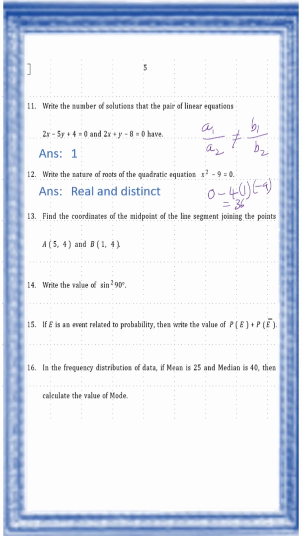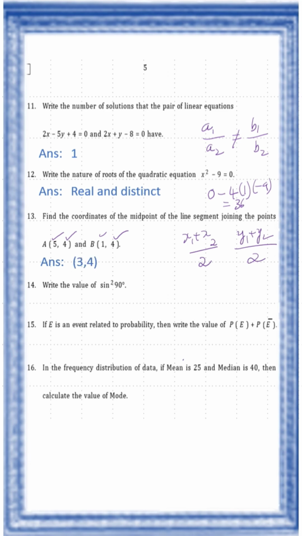Real and distinct. Find the coordinates of the midpoint of the line segment joining the points A 5, 4, B 1, 4. Here you recollect the formula that x coordinate is x1 plus x2 by 2, y coordinate is y1 plus y2 by 2. You need not write this one. X1 plus x2, 6 by 2 is 3. Y1 is 4 plus 4 by 2, that is 4. Okay, so the answer is 3, 4.